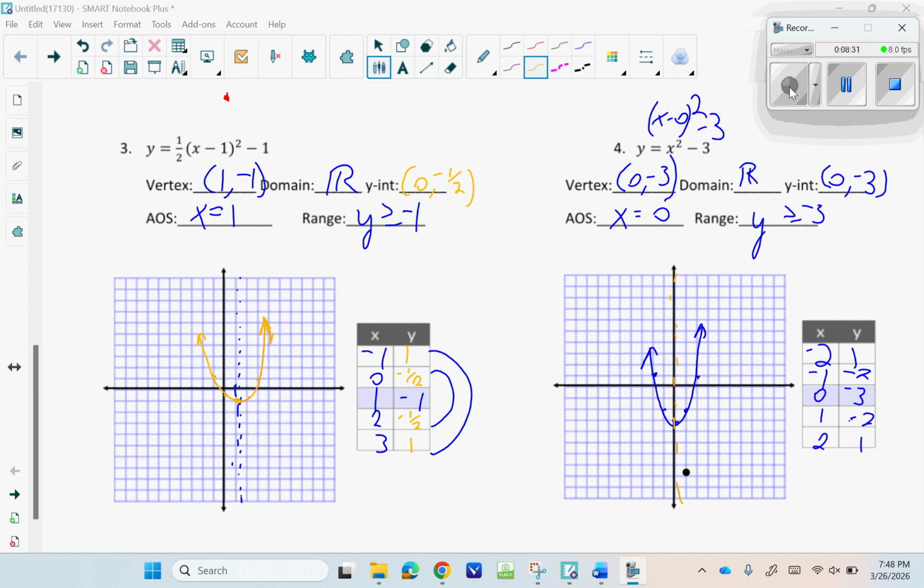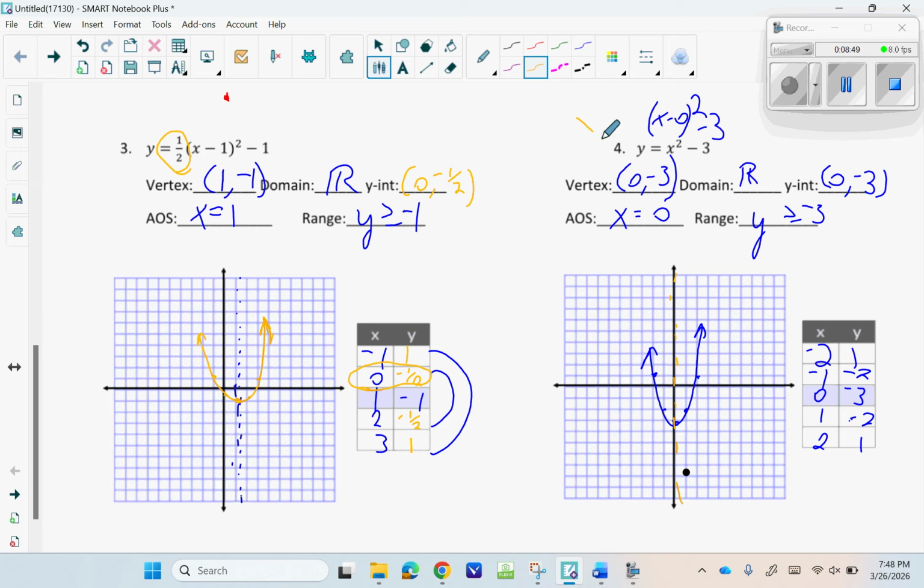Okay, here are the other 2 graphs. This one's kind of weird because you have a fraction here. Don't let that freak you out. Still, the y-intercept, we were able to see it right here. That was kind of nice. And I think that's all I want to say about that one.